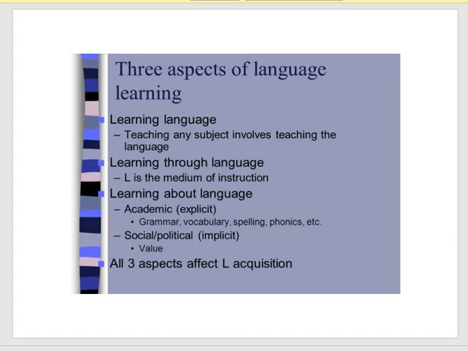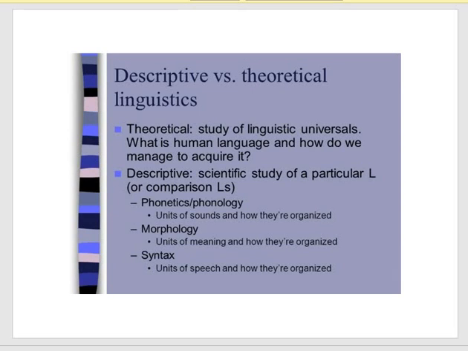So there are indirect measurements in morphological typology, as I'll discuss on the next slide as well. And there are descriptive and theoretical linguistics. Theoretical study of linguistics: universals, what is human language and how do we manage to acquire it? And descriptive: scientific study of a particular language or comparison of languages.